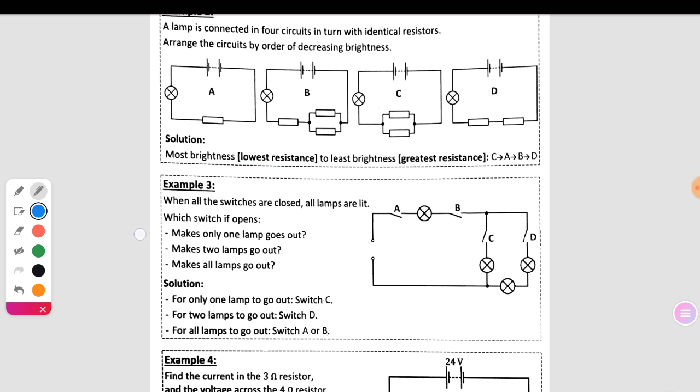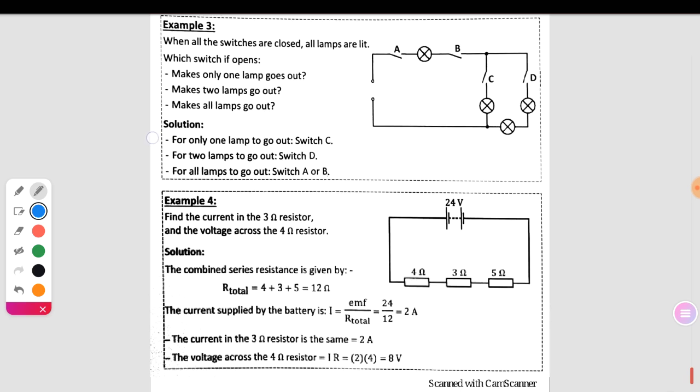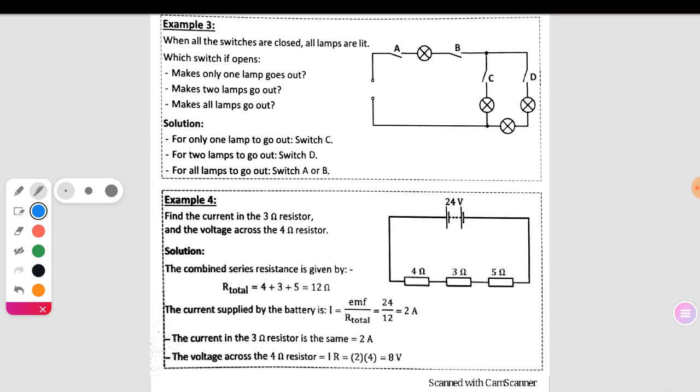Example 3. When all the switches are closed, all lamps are lit. Which switch, if opened, makes only one lamp go out? This is the source of electric current, and these are switch B, switch A, switch C, switch D. For only one lamp to go out, it is switch C. Why switch C?